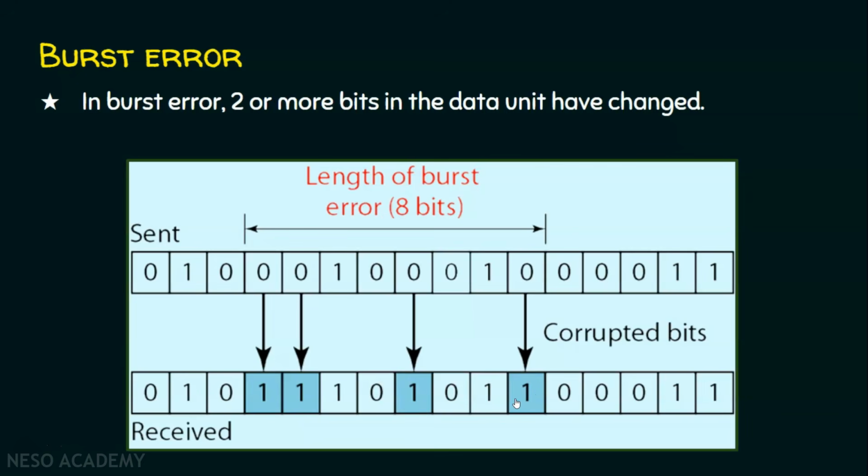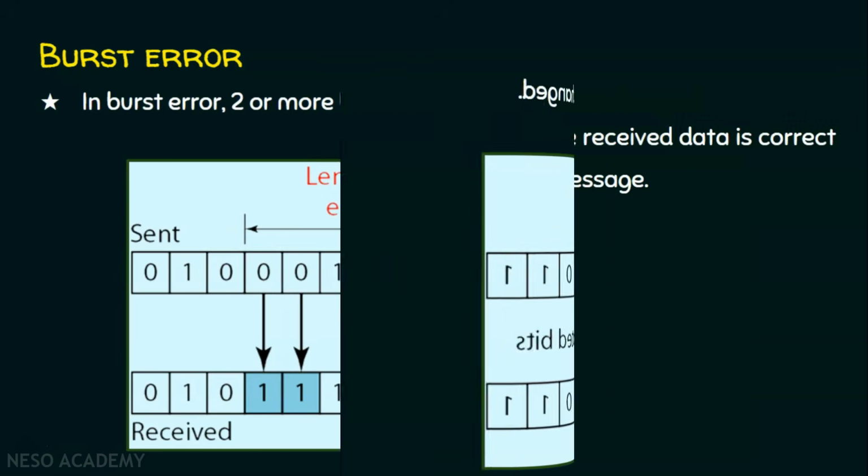Now when we calculate the length of the corrupted bits, it is not 1, 2, 3 and 4. The length of the burst error is 8 bits because this is the entire length of the corrupted bits. It is 1, 2, 3, 4, 5, 6, 7, 8 bits. So far we have seen what is an error and the types of error. Now let's see how to detect these errors.